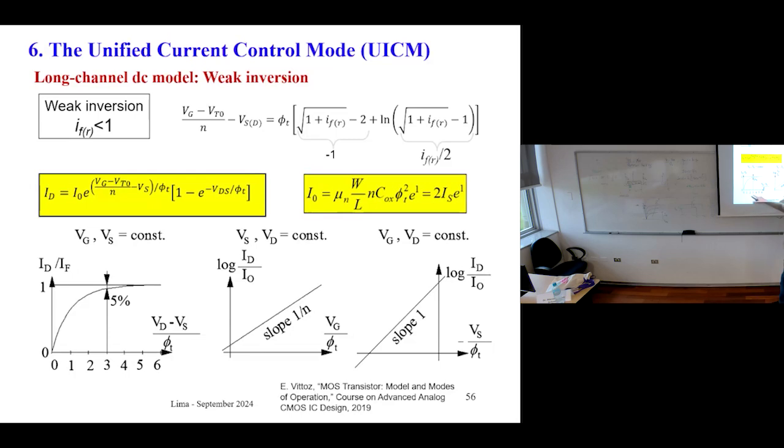So you have something which has an exponential dependence on VDS. If VDS increases, this term decreases. And if VDS tends towards a large number, the argument of this function becomes very negative, and the exponential becomes much less than 1. So you can remove it and say that for high VDS, the current tends to saturate. There is a note here: if VDS over phi t equals 3, the current is 95% of the saturation curve.